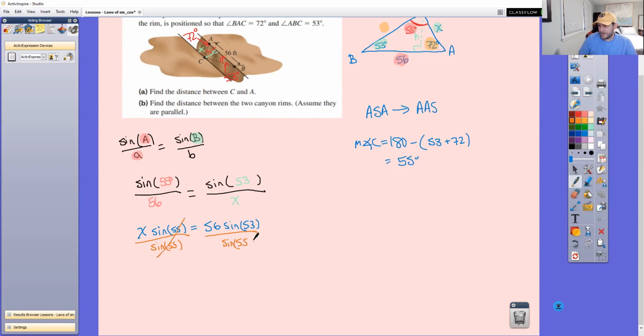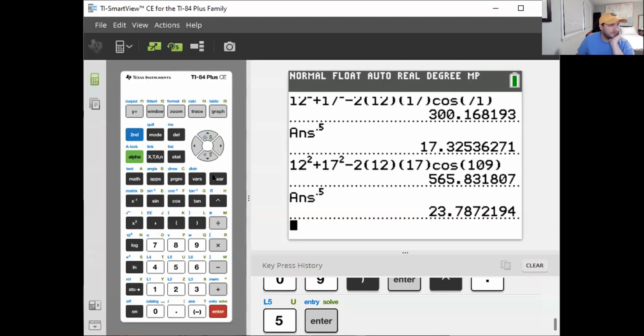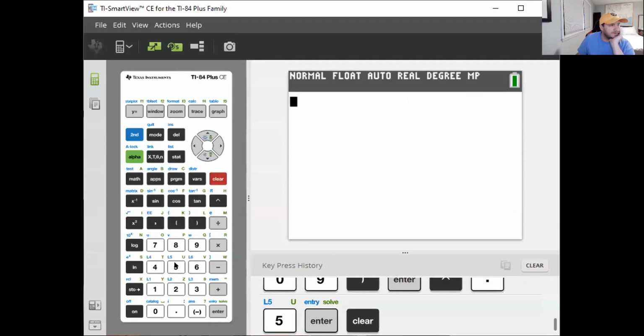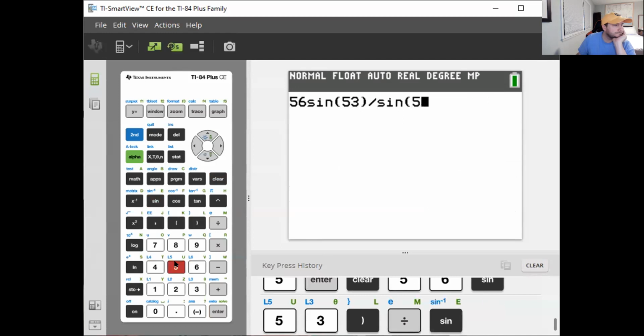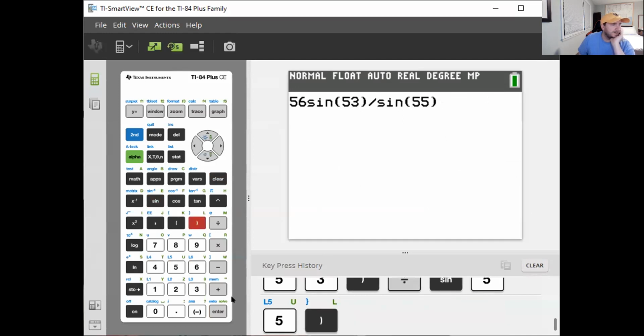That cancels, and we see that x will be approximately whatever this gives us. So we do 56 times the sine of 53 divided by the sine of 55. So in our calculators, you're just hitting those buttons. 56 sine 53, is that right? Divided by sine 55, yep. And you can just plug it all in like that and hit enter. So 54.597.